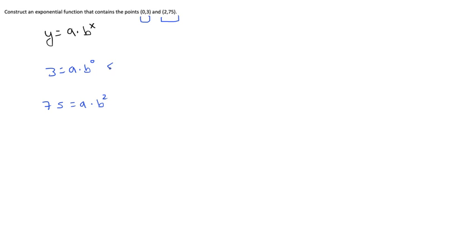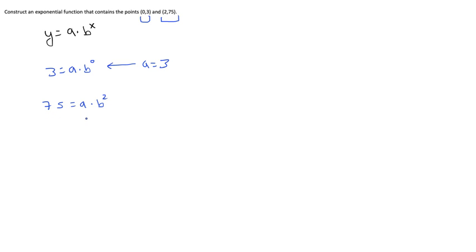What can we conclude then from this equation right here? We actually know the value of a, right? Because b to the 0 is just 1, so a is equal to 3. That's good, right? Now we know what the value of a is, so we can go ahead and plug that into the other equation, okay?